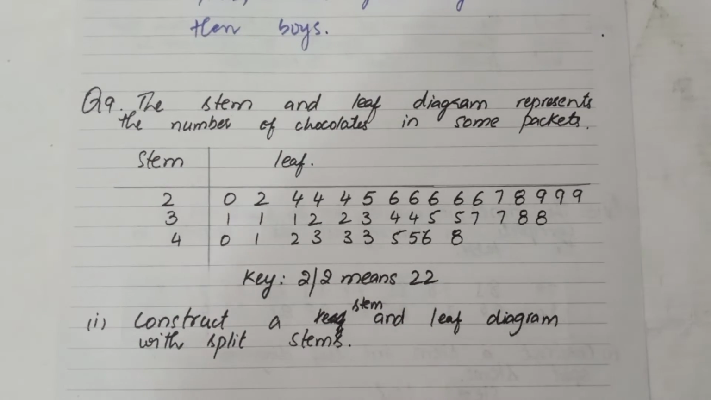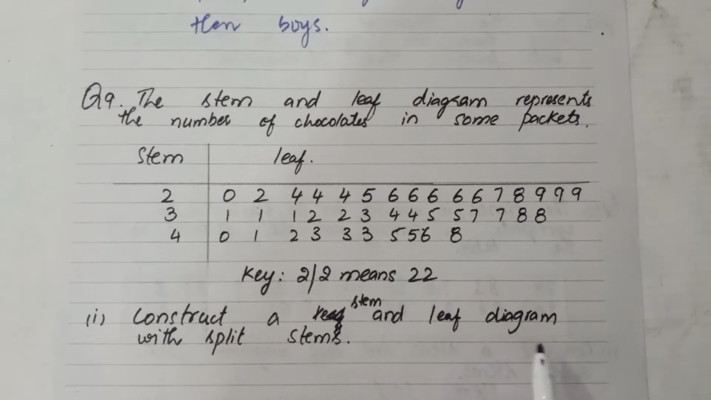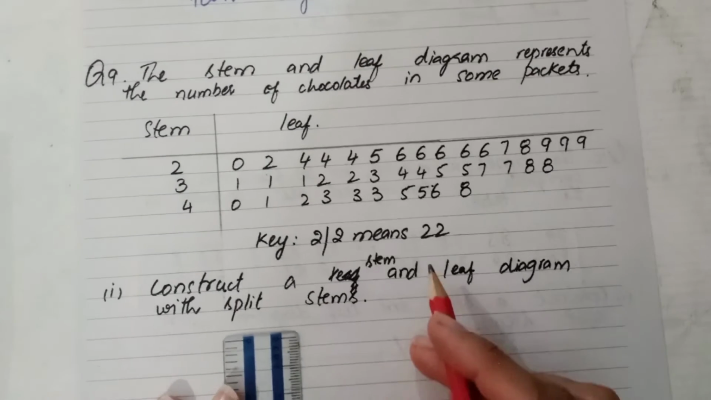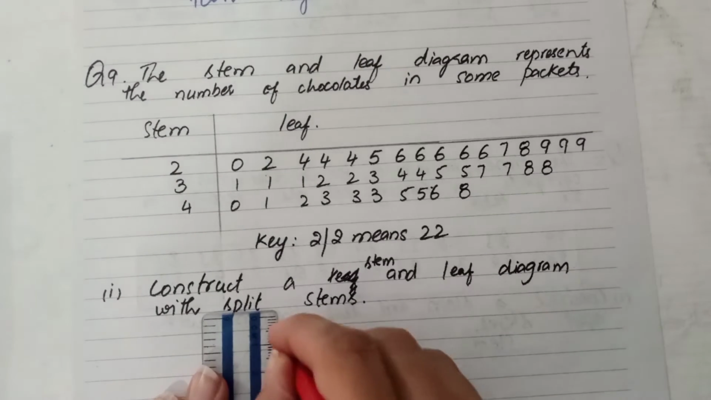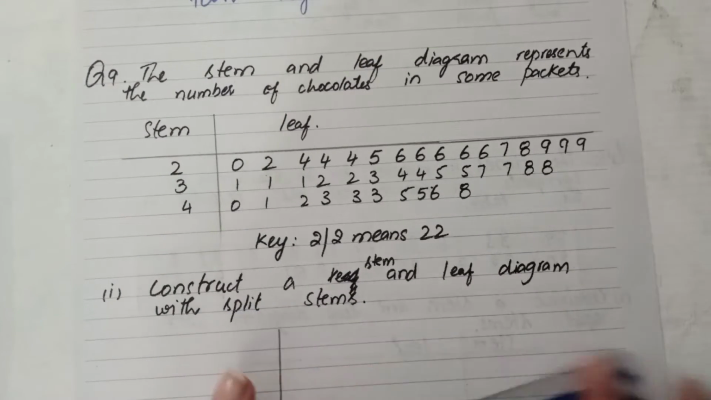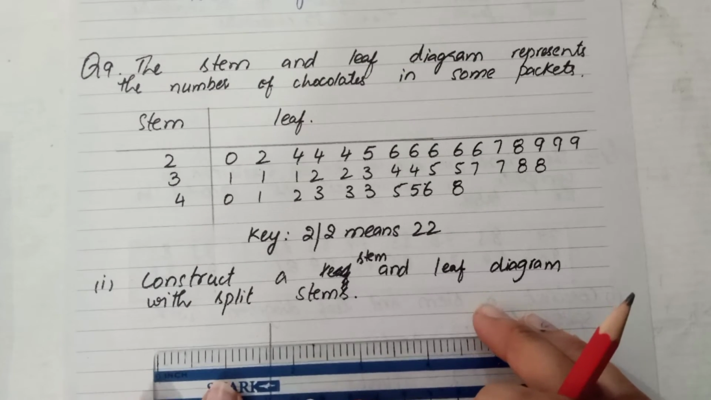Now students, question number 9. The stem and leaf diagram represents the number of chocolates in some packets. This is the stem and leaf, and that is a key, which means 22. It means 20, 22, 24, 31. We have to construct a stem and leaf diagram with split stems. Split stems means we have to break down the stems, and it is very easy.